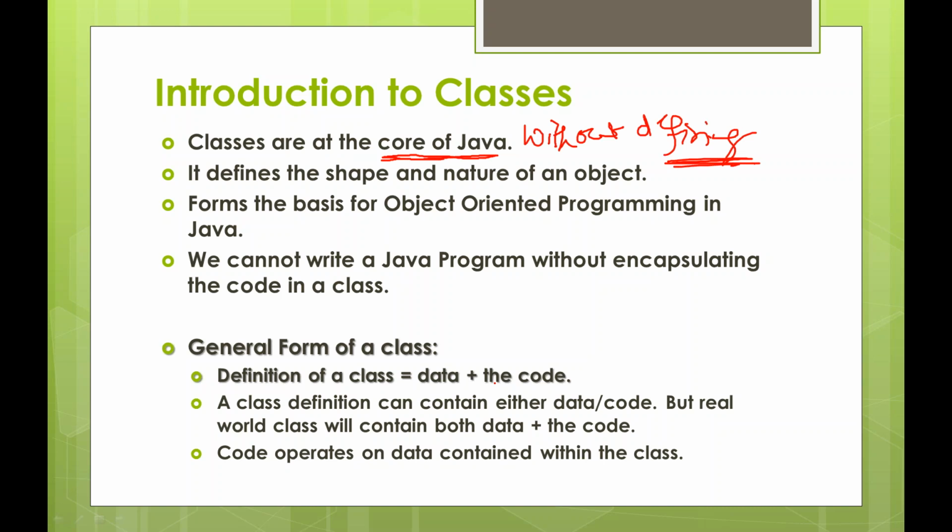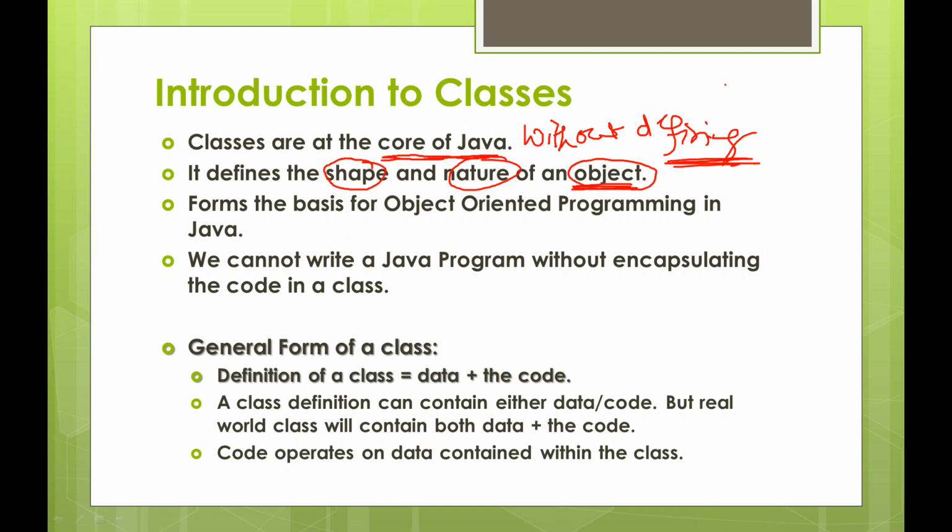Yeah, Kavita, I'll come to your point. So what does a class define? Kavita is telling it's a template for an object, state and behavior. Yeah, we will see those things, Kavita. So the class will define the shape and nature of an object. We will see what this object is.